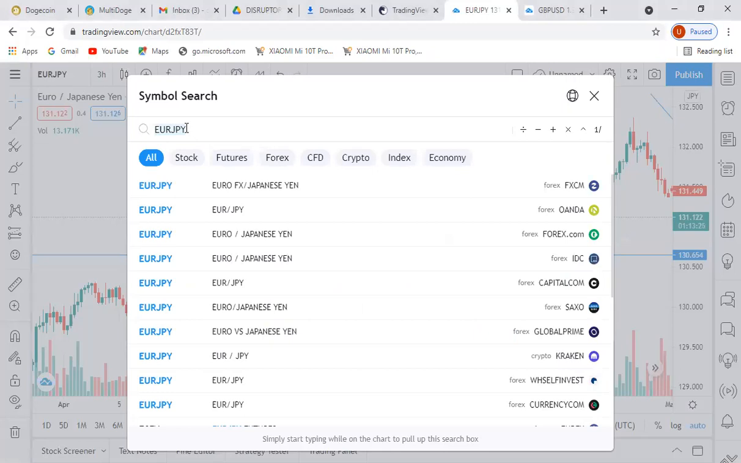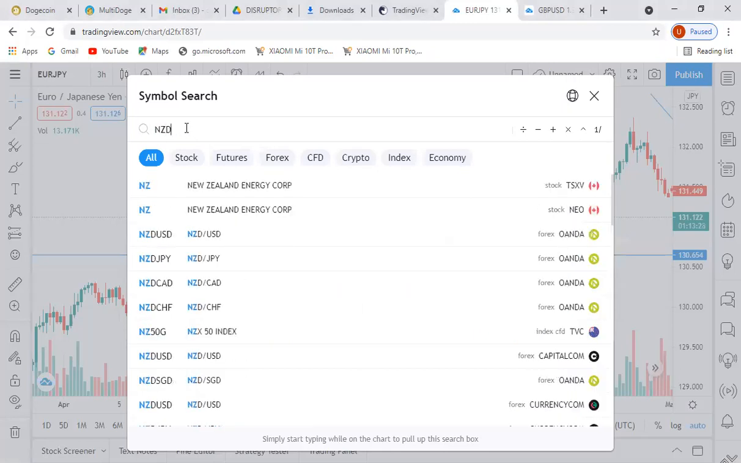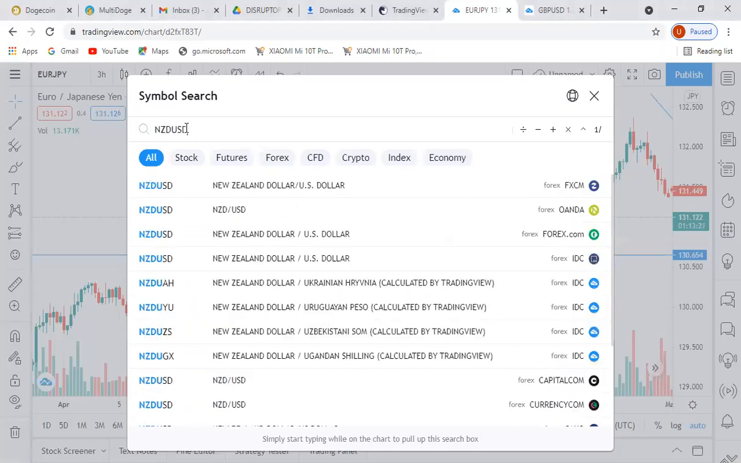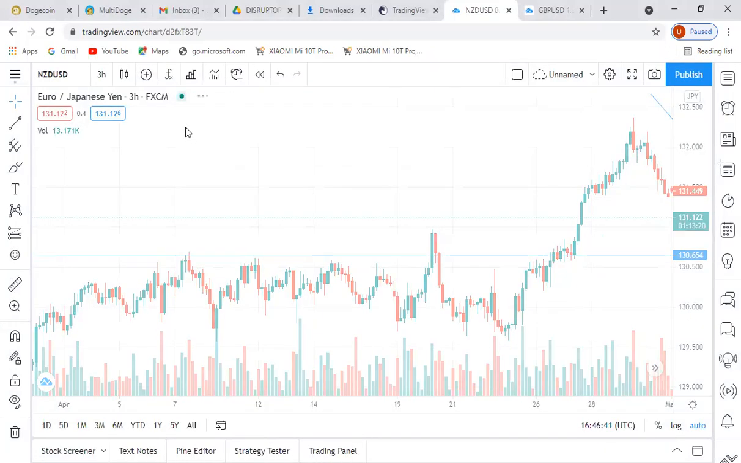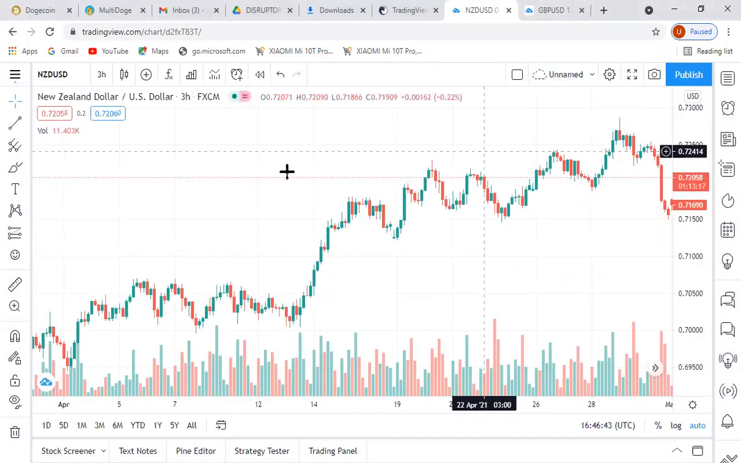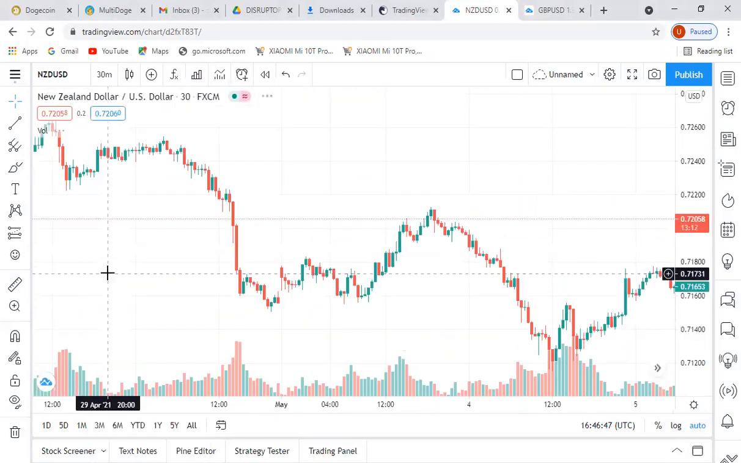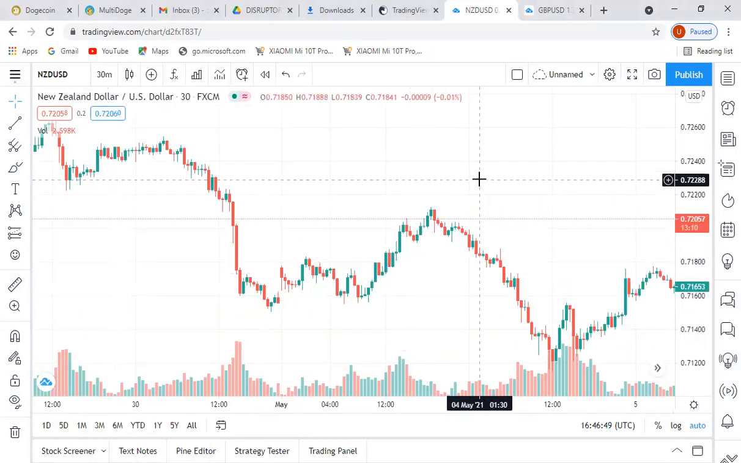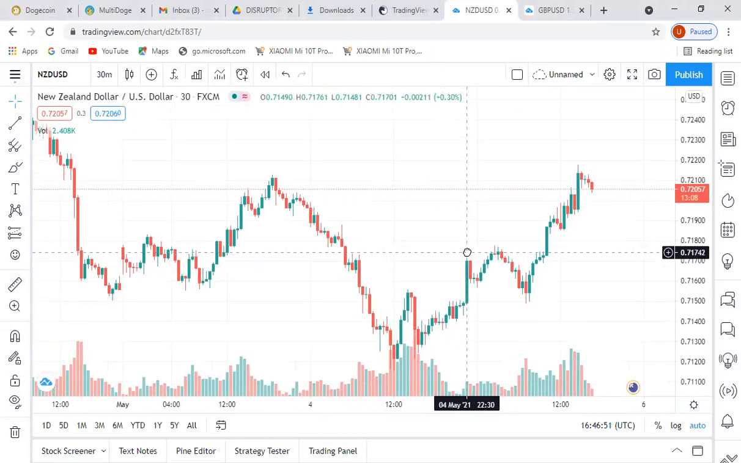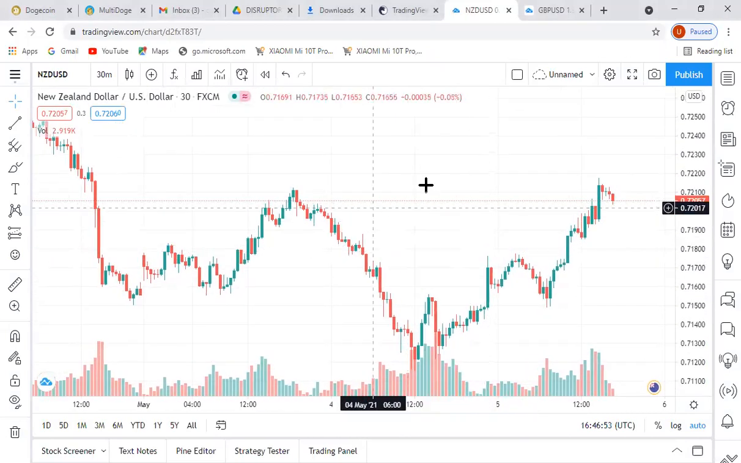Welcome to TradingView. The pair I was on was NZD/USD, so I'm going to click there. Remember, I said it's a beginner's video, so I'll strictly be working on the 30 minutes. Watch how I pull my tools very fast and smartly, and you can see the market using TradingView.